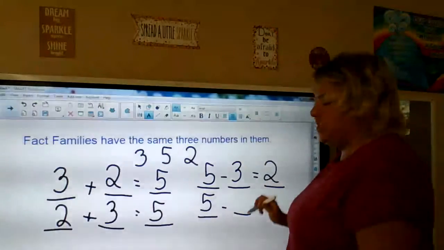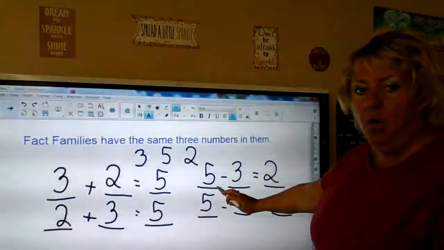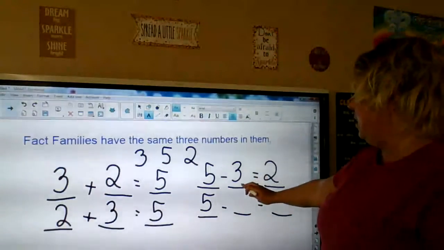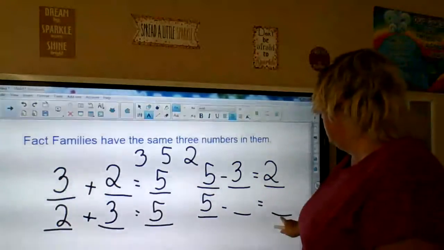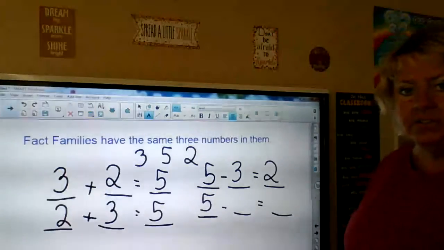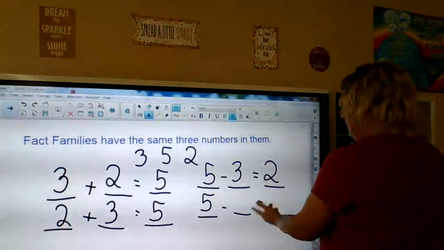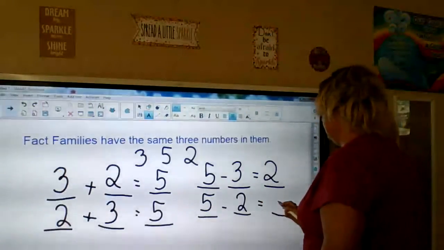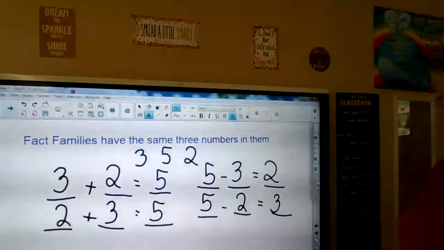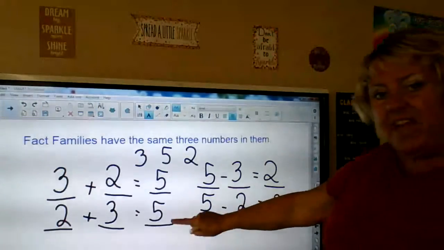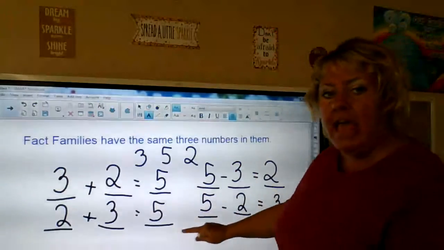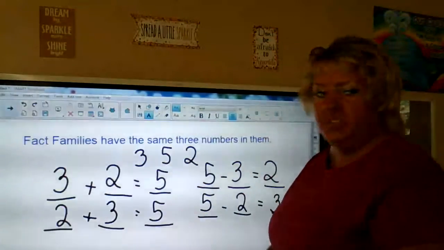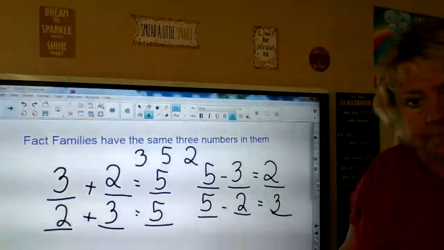5 minus 3 is 2. This is my whole. This is a part, and this is a part. So what's going to go here and what's going to go here, boys and girls? I can flip these. 5 minus 2 equals 3. This is my fact family. It has 4 facts. They all have a 3, a 5, and a 2 in common.